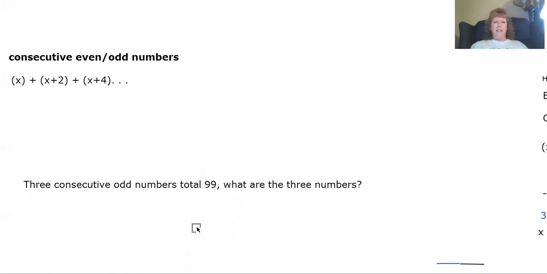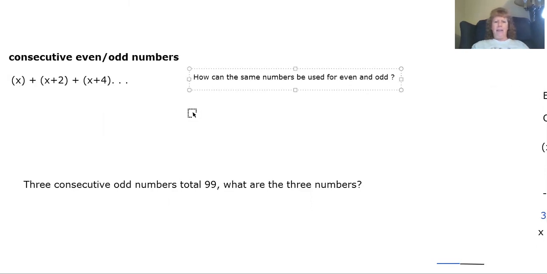So here's that consecutive even or odd number problem I told you we were going to work. So in the pattern that you have to remember to write down for an even or odd number is x, x plus 2, x plus 4, and so on, x plus 6, x plus 8. And you think, well, how does that make sense? Why would you use the same even numbers if you were looking for an odd number problem?